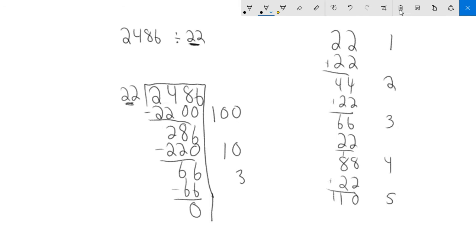Okay? Now, let's look over on this side. Remember, this is the number of groups we made. So I have 100, I have 10, and I have 3. Those are all the groups I made. When I add them together, it will tell me the total number of groups I made. So if I divide 2,486 into groups of 22, I could make 113 groups and I would have nothing left over. Okay?